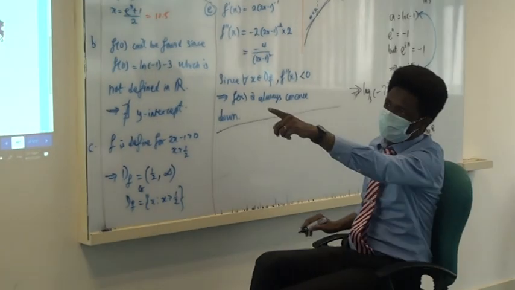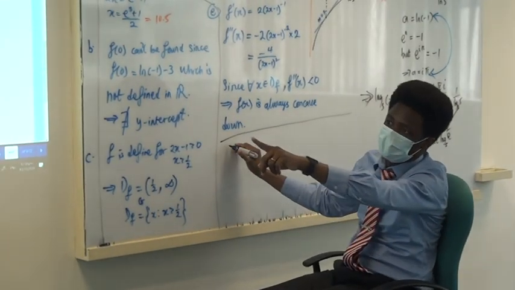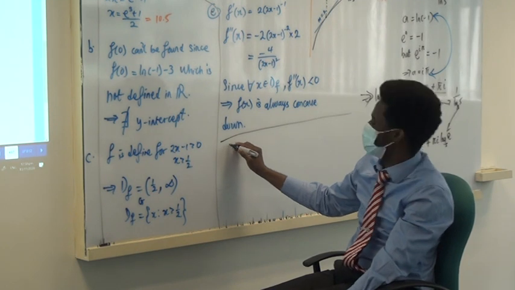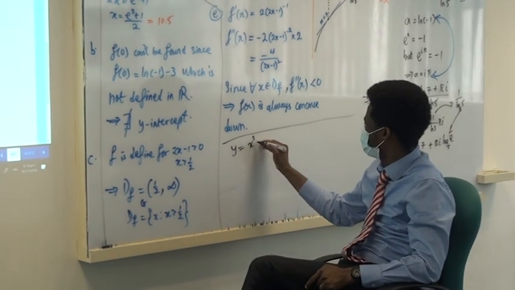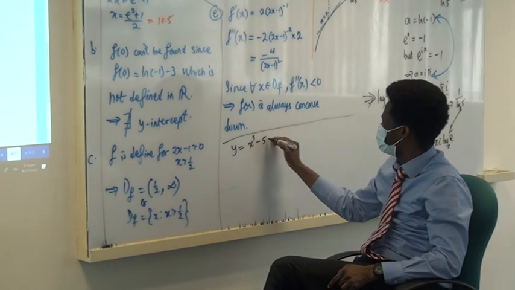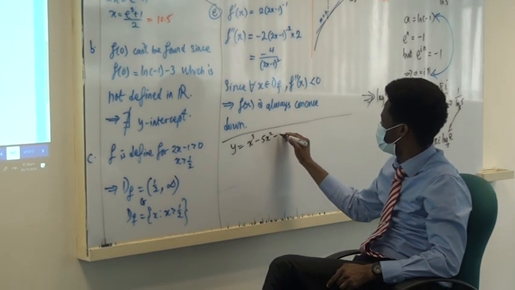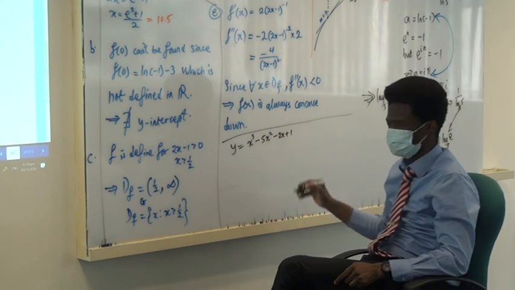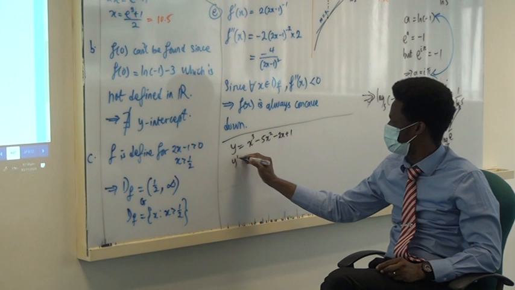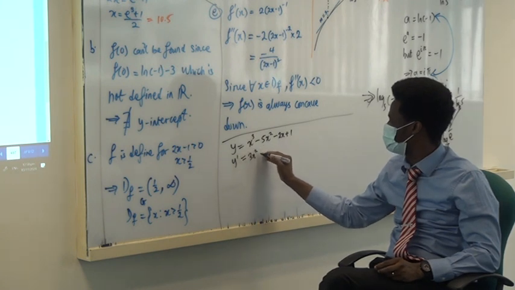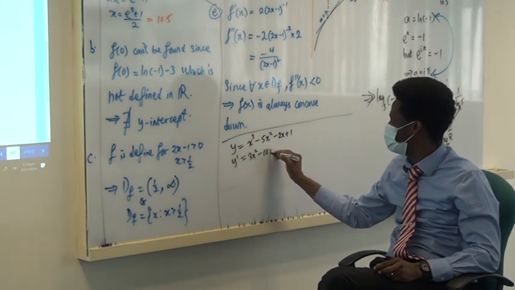Let's say you are given that equation. Okay, let's take a random cubic function: x cubed minus 5x squared minus 2x plus 1. I'm not sure this will work. So you differentiate first, and you get 3x squared minus 10x minus 2.